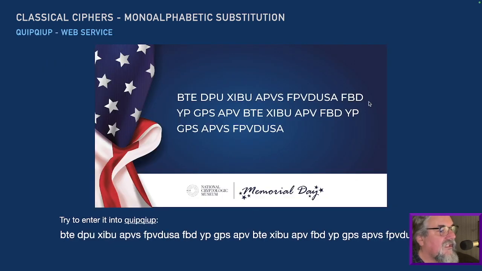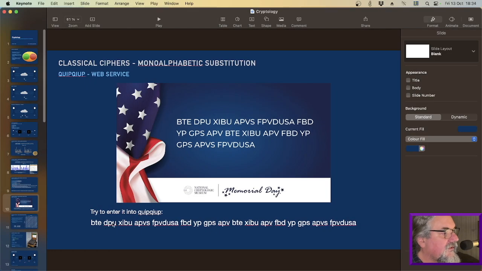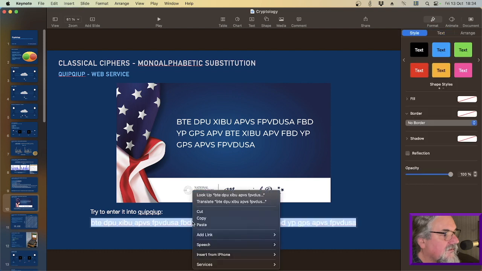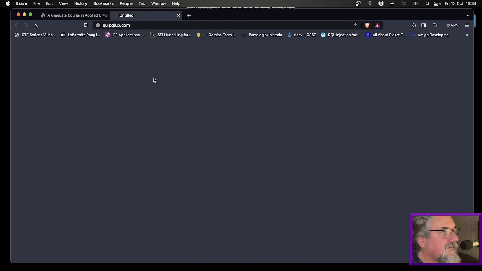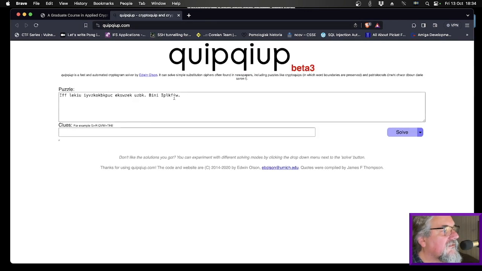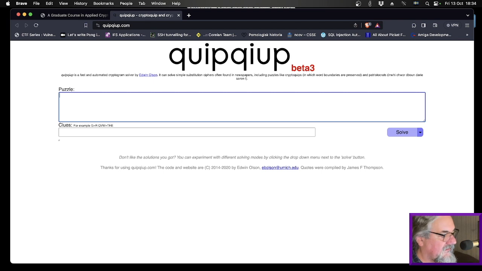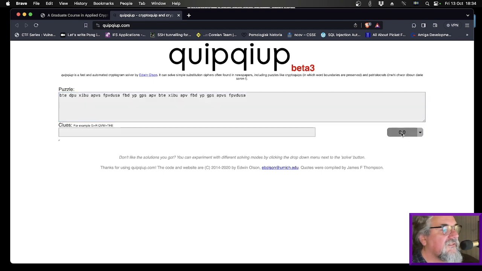So here is an example. For instance, we don't know what this means, but we can guess that it's a substitution. There's this Quipcube web service created by some guy at a university in the United States. So if I just copy this and go to Quipcube, and the site works, I can paste this. And let's just try to automatically solve it.